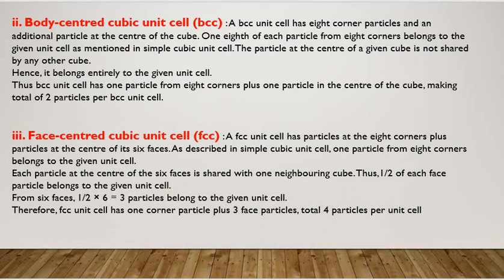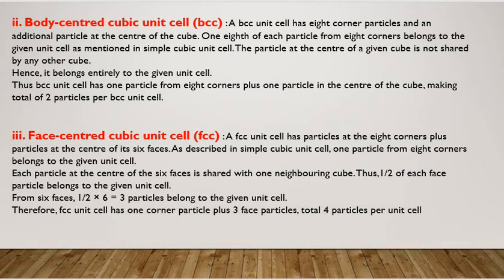In body centered, what will happen? There are 8 corners and each particle contributes its 1/8 part towards the unit cell. So from 8 corners we get 1 particle. In BCC, there is 1 additional particle present inside the body of the unit cell. So 1 particle from the corners plus 1 particle inside the body. So there are 2 particles per BCC unit cell.